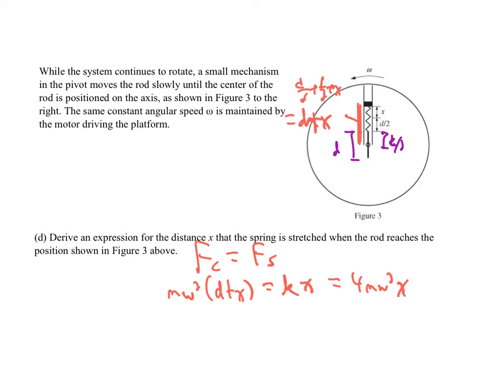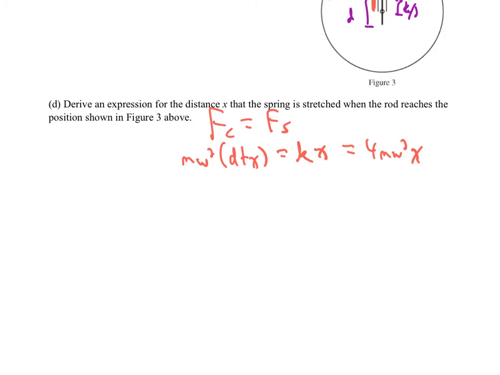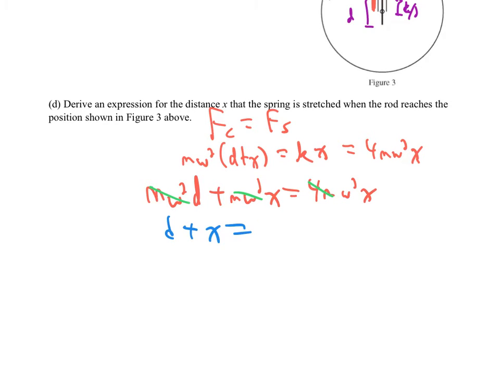And then we just do some algebra. We say that m omega squared d plus m omega squared x equals 4m omega squared times x. First thing we might as well do is get rid of the m's and omega squares. And that leaves us with d plus x equals 4x, d equals 3x, x equals 1/3 d.